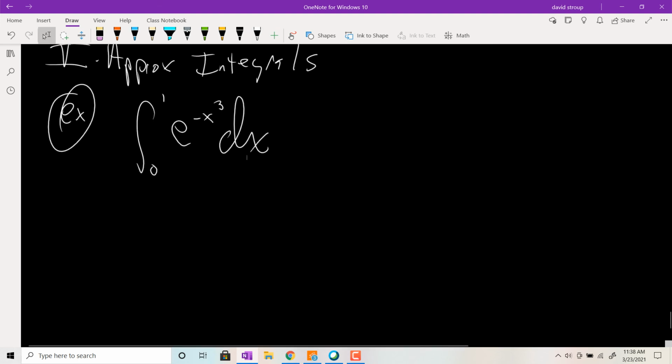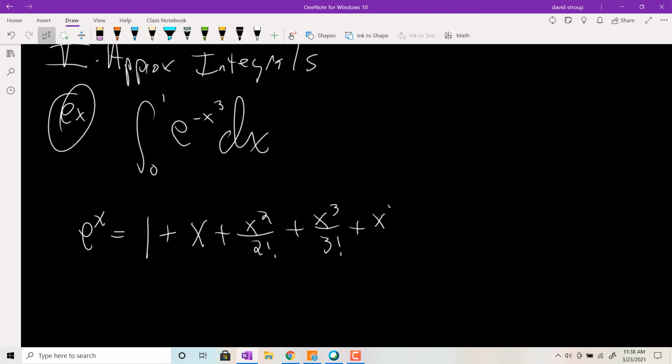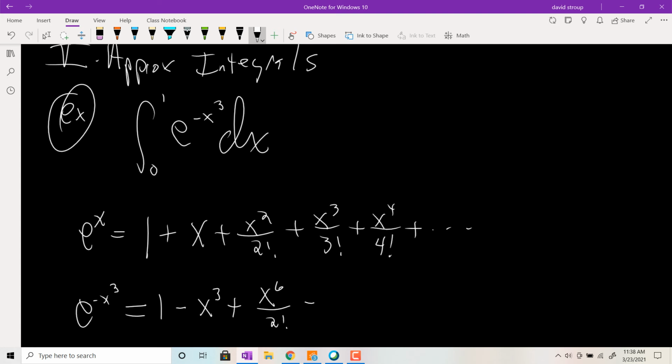Okay, so first off, we need a power series representation for this e to the negative x cubed, and so again, I'm going to do a substitution method. Okay, so e to the x again is 1 plus x plus x squared over 2 factorial, etc. Then for e to the negative x cubed, I'm just going to replace x with negative x cubed. So we get 1, this will be minus x cubed, plus negative x cubed squared, which will be x to the 6. Then negative x cubed cubed will be x to the 9th.